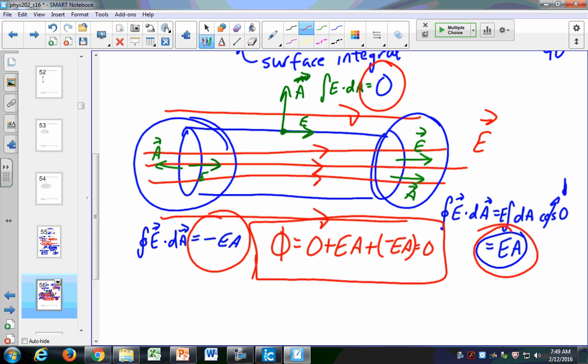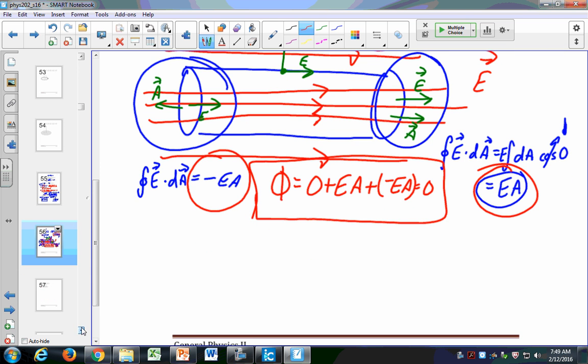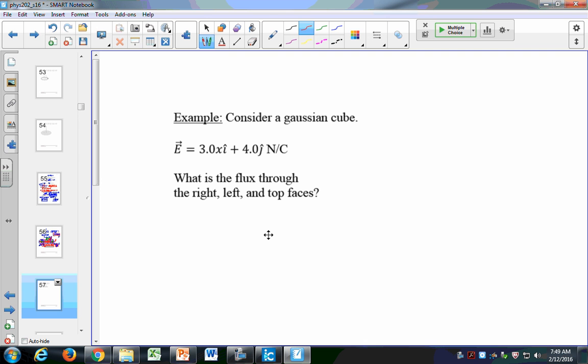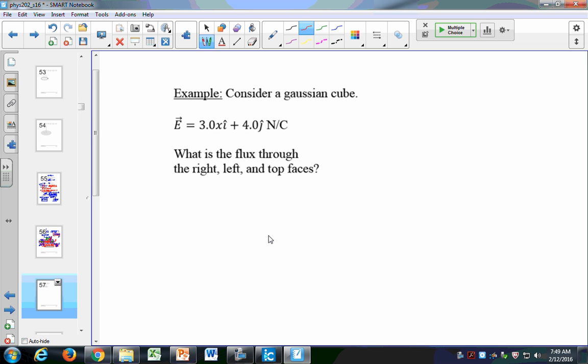All right, let's do an example. Let's say that we have this Gaussian cube, and there's my electric field, which is 3.0x times i plus 4.0 times j, and I want to know what is the flux through the right, the left, and the top faces. Let me draw this. I wasn't able to put the figure in, but let me just draw what the cube looks like.